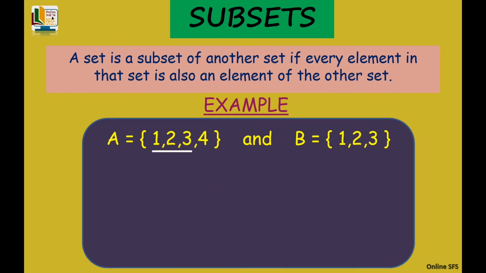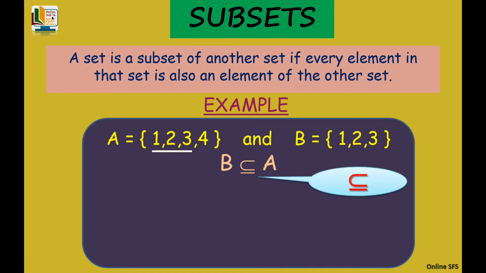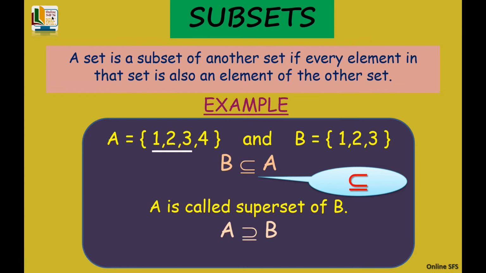And we will write this statement mathematically like this. And it will be read as B is a subset of A. This symbol is used to represent a particular set as the subset of another parent set. Now, A here will be called the superset of B as it is the larger set, or in other words the parent set from which a subset has been extracted. We will write it mathematically like this. And it will be read as A is a superset of B. This symbol is used to represent the superset for a subset.